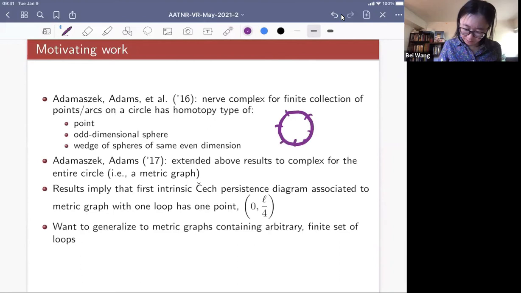So the idea is that if I take a point sample from the circle, you want to study the homotopy type, which can be a point, can be an odd-dimensional sphere, or can be a wedge of spheres.